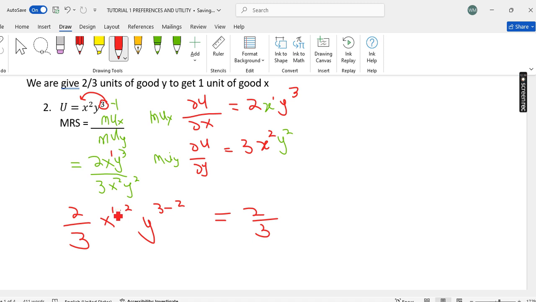x to the power 1 minus 2, that's x to the power negative 1. y to the power 3 minus 2, that's y to the power 1. Okay. So remember, negative exponents go to the denominator. So that x is going to go like this, 2 over 3x. And this y will attach to this numerator here. So we have 2y over 3x. So that's how much of good y you need to give up to get 1 unit of good x.